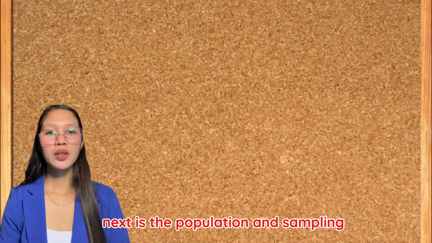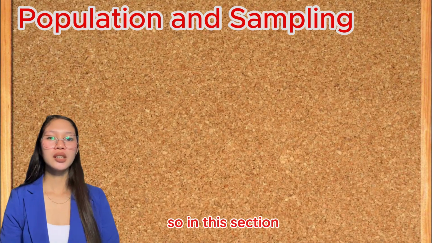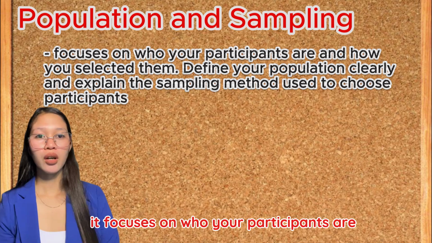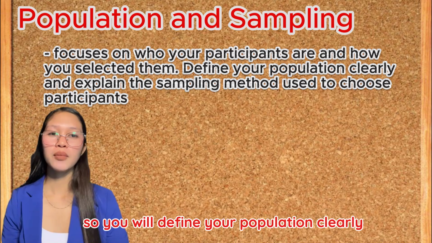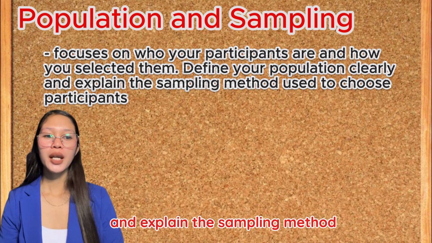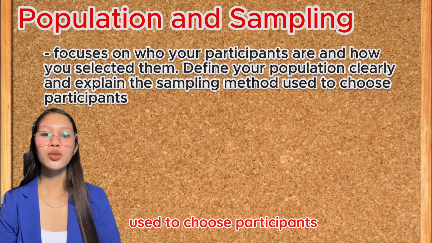Next is the population and sampling. This section focuses on who your participants are and how you selected them. You will define your population clearly and explain the sampling method used to choose participants.